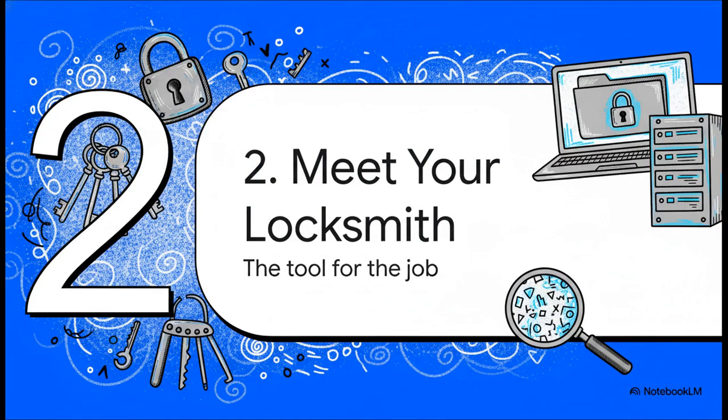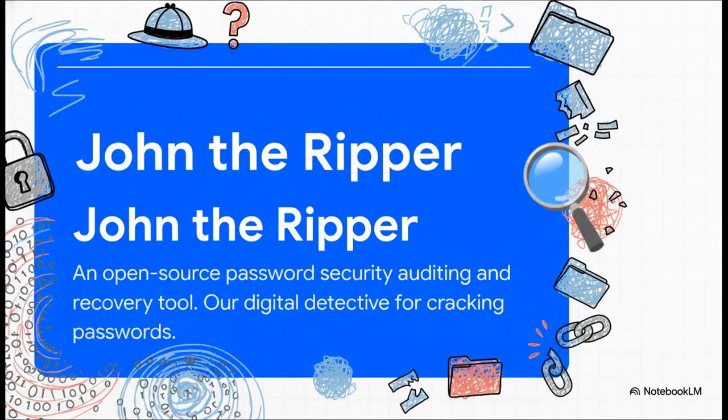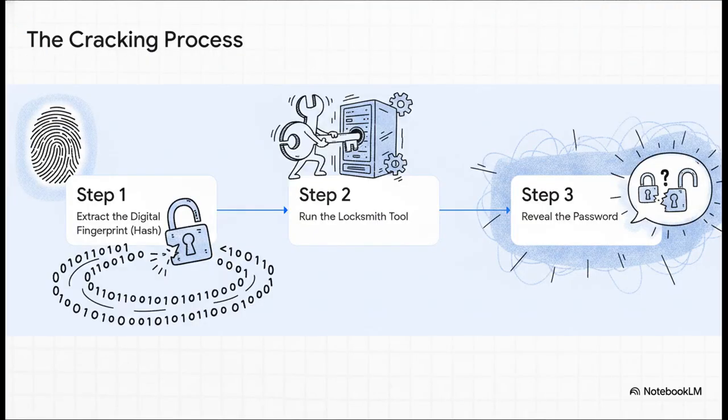So when you can't pick a real lock by hand, who do you call? A locksmith, right? Well, in the digital world, we need a specialized tool for this exact job. Let's meet ours. This is our locksmith, a really powerful open-source tool called John the Ripper. It's designed for one thing: password recovery and security auditing. That makes it the perfect detective to help us crack these cases wide open. You know, the process is actually surprisingly straightforward. First, we have to extract a unique digital fingerprint from the file. It's called a hash. Then, we feed that hash to our locksmith, John the Ripper. And finally, if everything goes according to plan, it spits out the password.